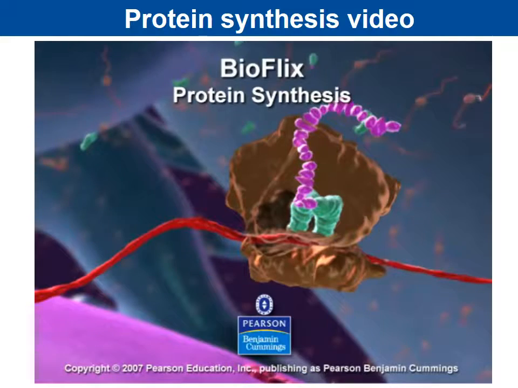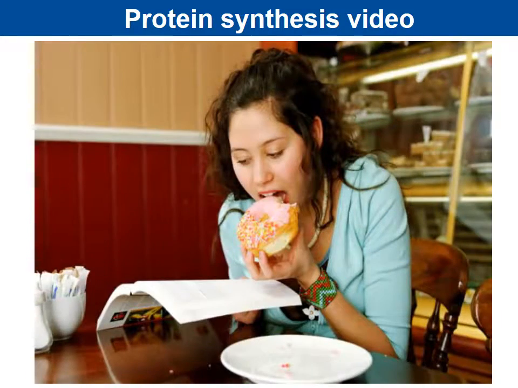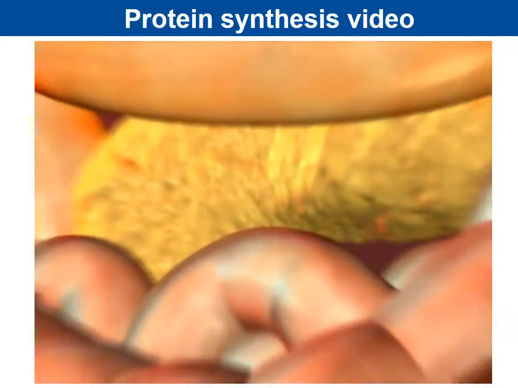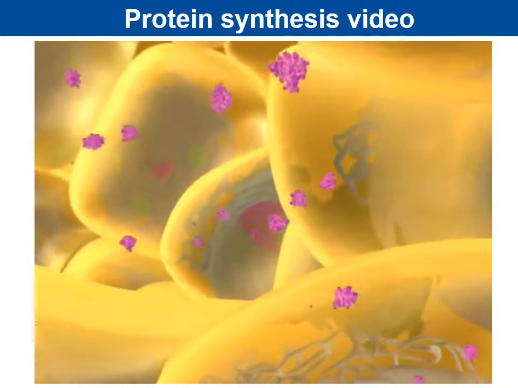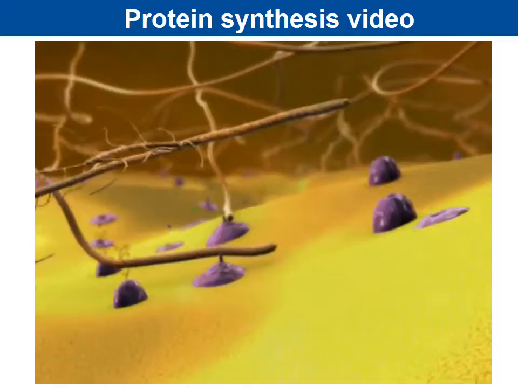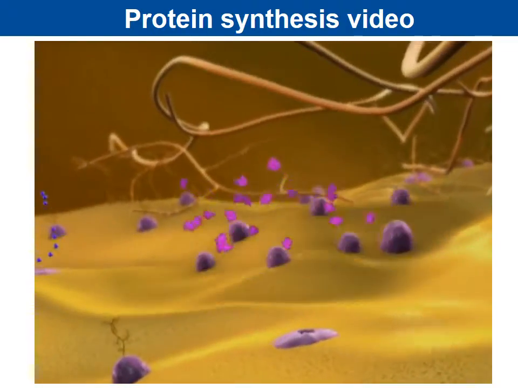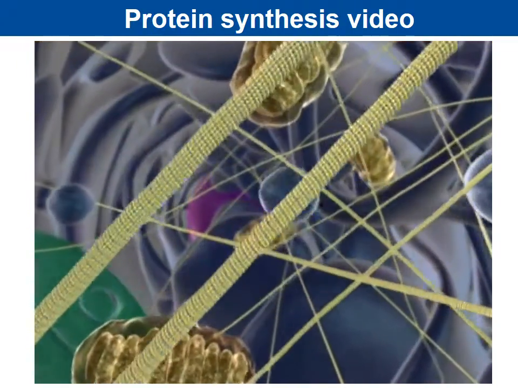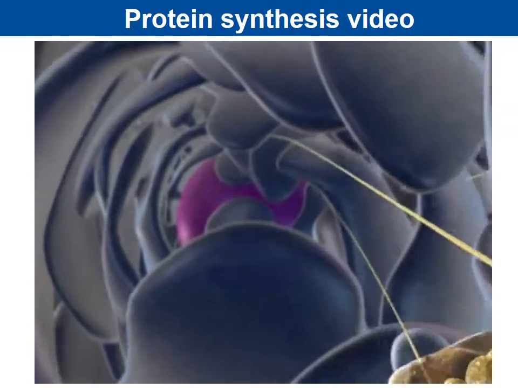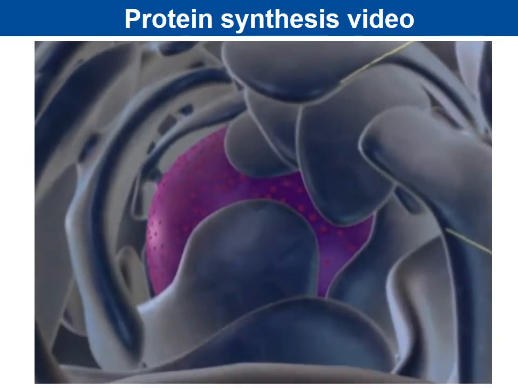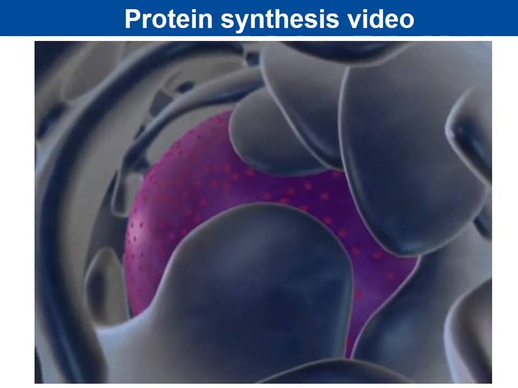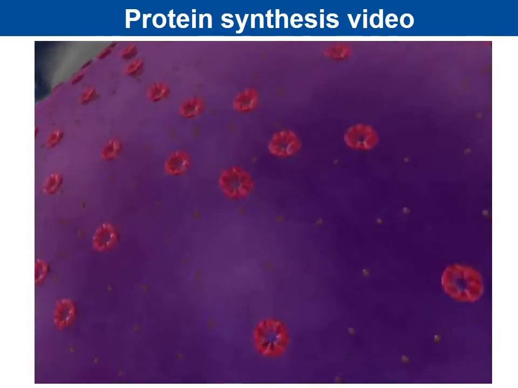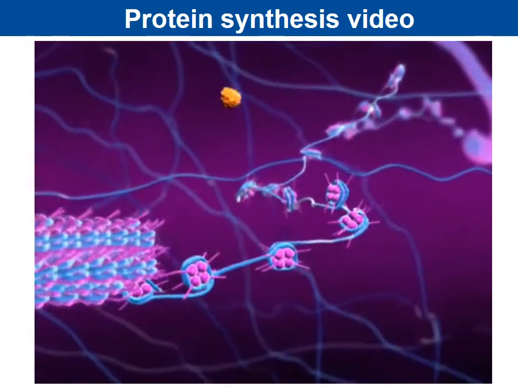So here is a video on protein synthesis. This student is cramming for her biology test with only a frosting-covered donut for lunch. Specialized cells in her pancreas respond to the increasing amount of sugar in her blood by releasing insulin, a small protein that regulates blood sugar levels. Let's go inside one of these cells to see how this protein is manufactured. The instructions for making insulin are coded by a segment of DNA in the nucleus.